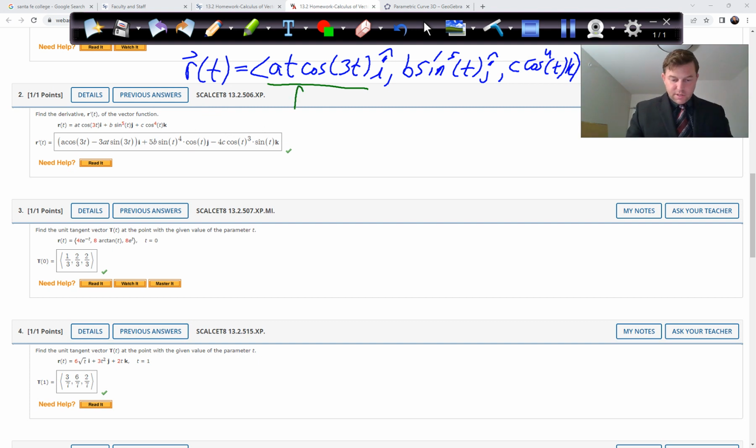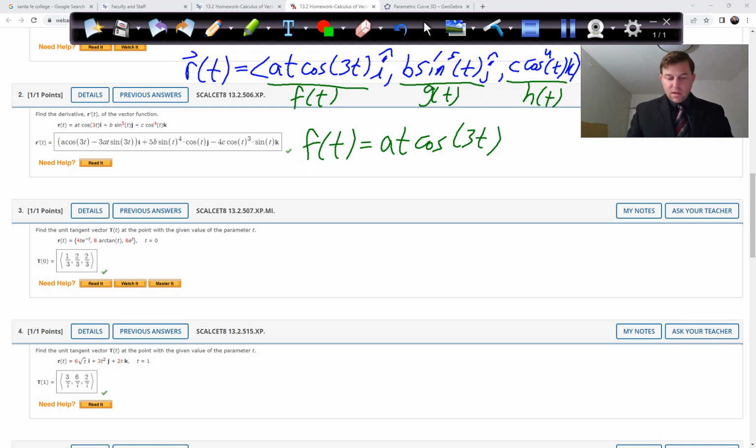So what they'll often do is say this is f of t, this one's g of t, and this one's h of t. So we can ignore the i, j, and k aspect of it and just look at the function in front of i, the function in front of j, and the function in front of k. So let's just look at that. Let's say I have the function at cosine 3t. That's it. The derivative of this function is going to be, so this is what we call product rule.